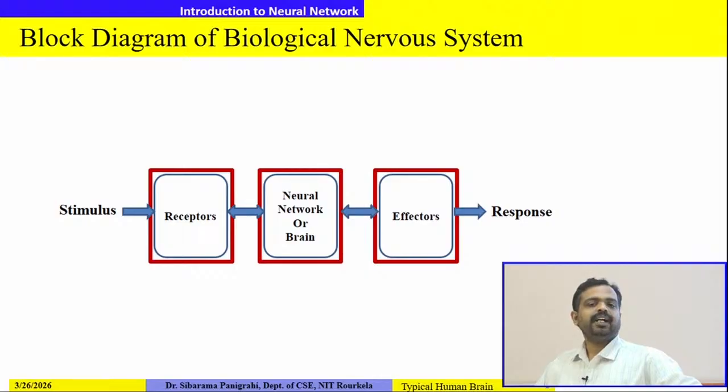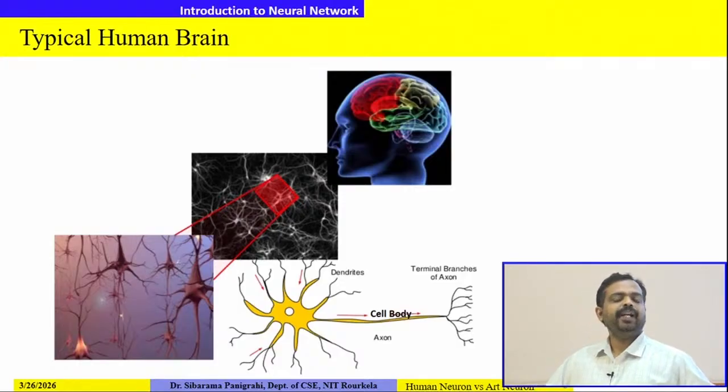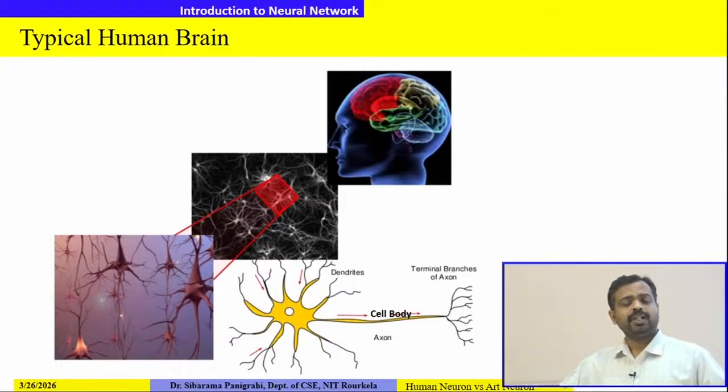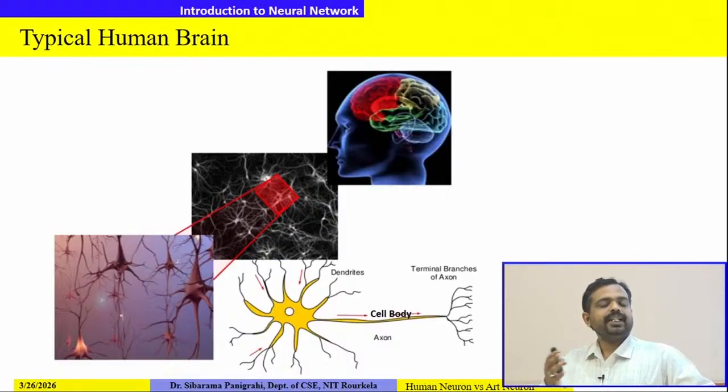So, let us understand how our brain works. Our brain consists of millions of neurons with trillions of interconnections among them. You see, yes, there are millions of neurons, but the interconnections are trillions. One neuron may be associated with multiple other neurons, right. The basic building processing unit of the brain is the neuron.